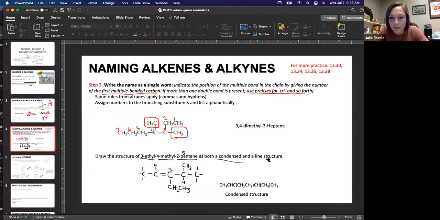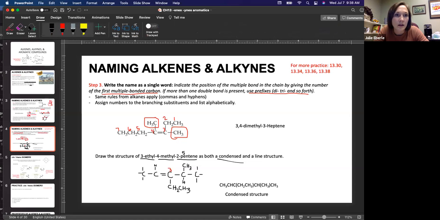Okay, now it asks us to draw as a line structure as well. Let me go back to the pen. Okay, so if I'm gonna draw this as a line structure, I know a CH3 group, that's this first one over here, is gonna look like this. So I got a CH3, and then I'm gonna draw down to my CH. Remember we draw it kind of as zigzag lines. There's my double bond, so here's carbon 3 right here would be at this joint.